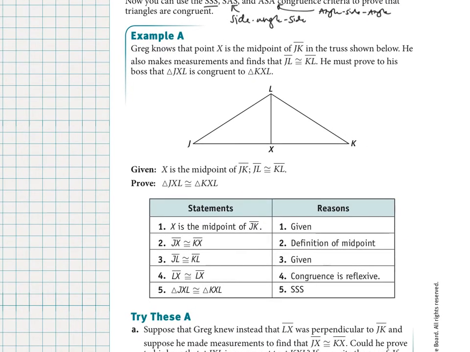We're going to go back to this idea of Greg and his triangular trusses. We looked at that in 11.1 and 11.2. So it says Greg knows that point X is the midpoint of JK in the truss shown below. He also makes measurements and finds that JL is congruent to KL. He must prove to his boss that triangle JXL is congruent to triangle KXL.